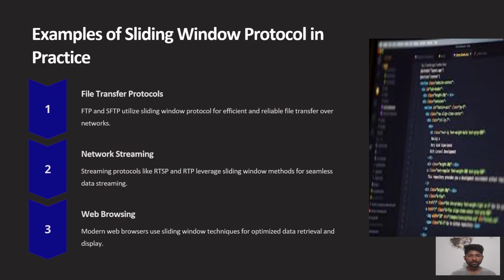What are the examples of sliding window protocol? So let's look at some examples. File transfer protocols: FTP or SFTP utilize sliding window protocol for efficient and reliable file transfer over networks. Network streaming: streaming protocols like RTSP and RTP leverage sliding window methods for seamless data streaming. Web browsing: modern web browsers use sliding window technique for optimized data retrieval and display.